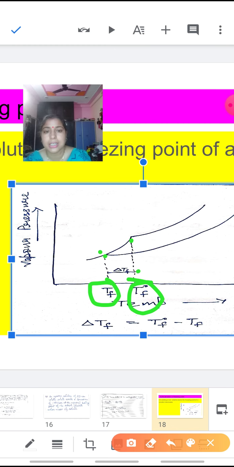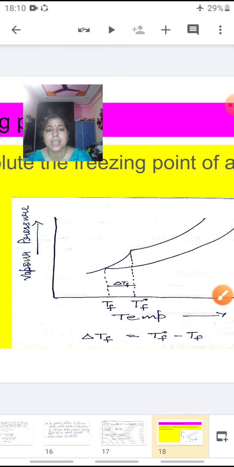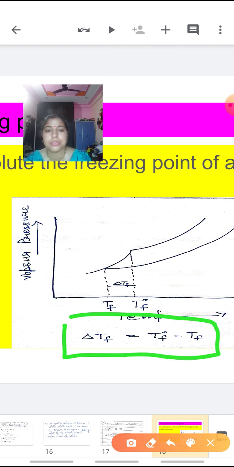Now this difference in the freezing point of pure solvent and the solution will give you the value of delta Tf, that is the depression in freezing point. This difference is called the depression in freezing point. It is delta Tf equals T naught f minus Tf. Children, you have to remember, as the depression is taking place, that means the T naught f will always be greater than Tf. So you have to subtract in this way.